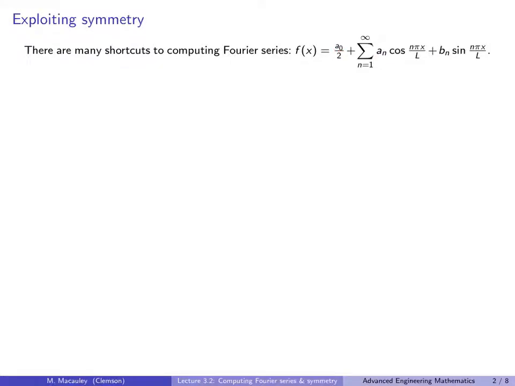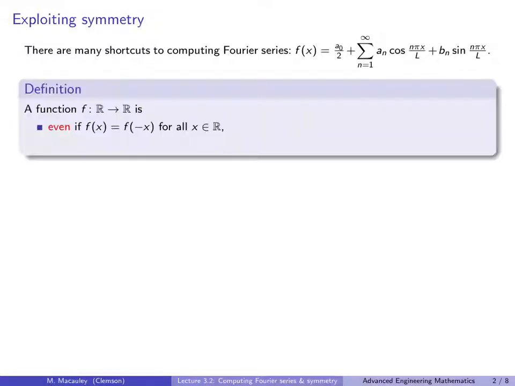Those all involved integrals which were derived from inner products. Fortunately, we don't always have to compute those integrals, and when we do, sometimes we can simplify them. So there are many, or at least several, shortcuts for computing Fourier series in many cases. To begin, we need two simple definitions. A real-valued function f is even if f of x equals f of negative x for all inputs x, and odd if f of x equals negative f of negative x for all inputs x.